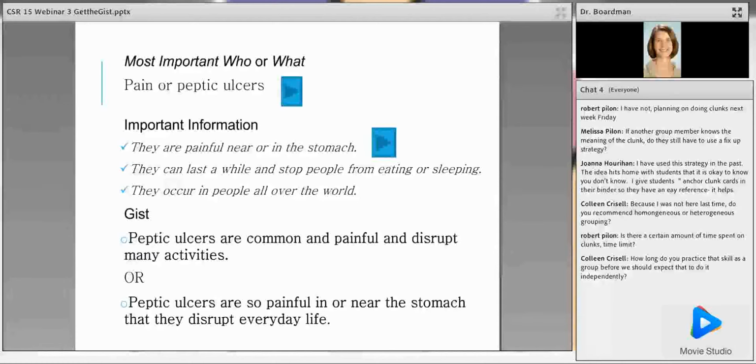So some of the things that are common in these two gists, they both have peptic ulcers, they both reference the pain, they both talk about disrupting activities, and they both talk about how it's common, or actually, one of them talks about how common it is, and another talks about how it disrupts everyday activities.